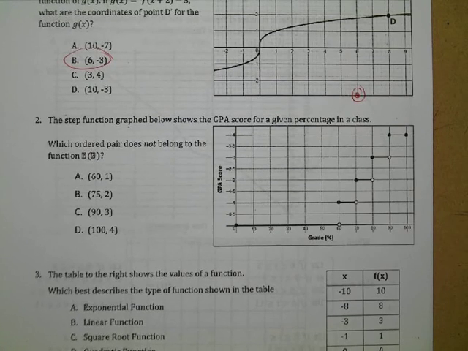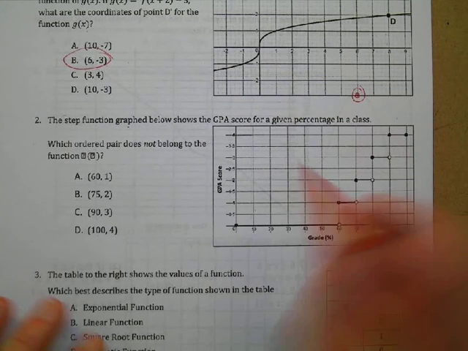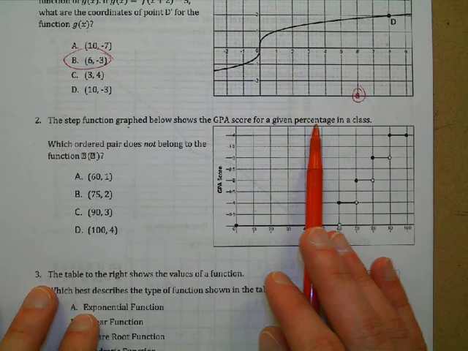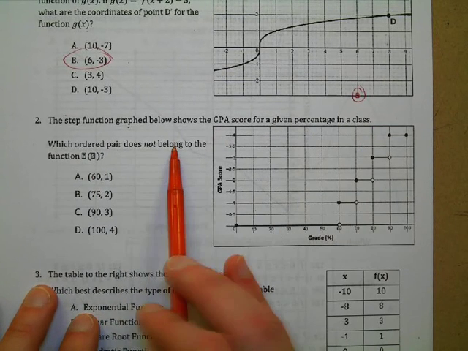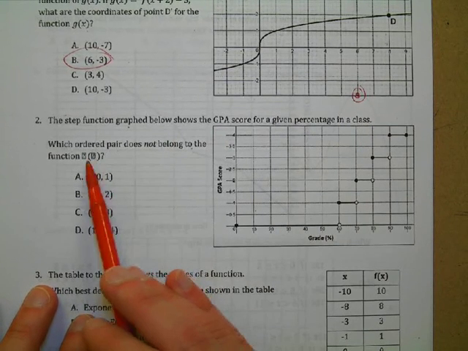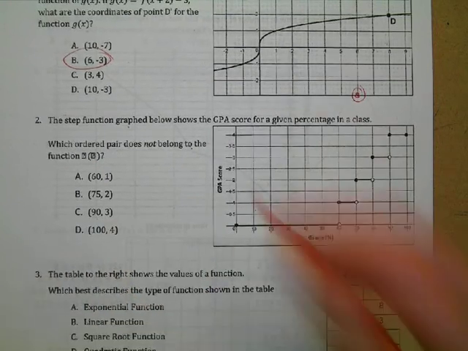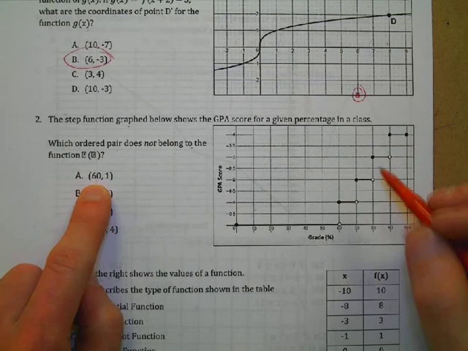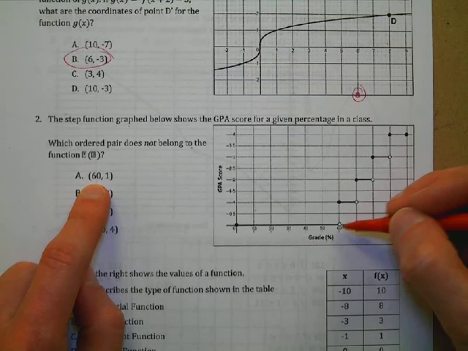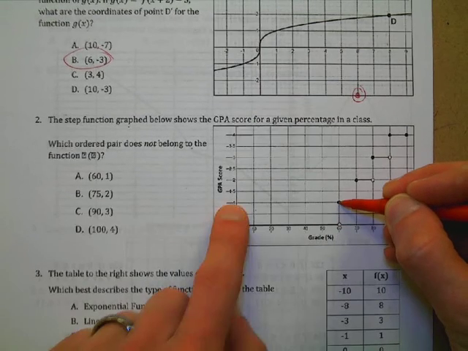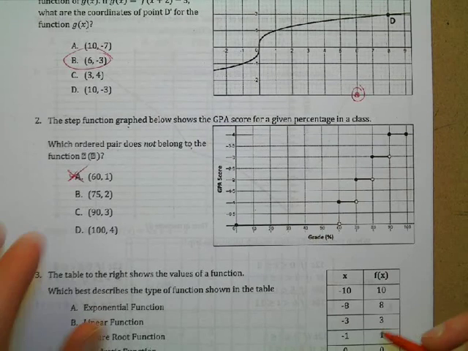Okay, number 2. The step function, graphed below, shows the GPA score for a given percentage in a class. Which ordered pair does not belong to the function? I'm not even going to bother writing it out. We'll just use the graph here. So is 60, 1 a point on this graph? Yes, there's the x value of 60, and then the y value of 1, and that is a solid point there. So check. That one works, so it can't be that one. We're looking for one that does not belong.